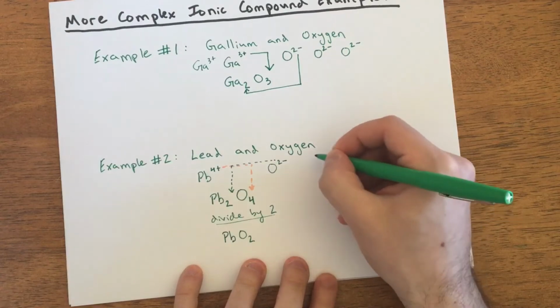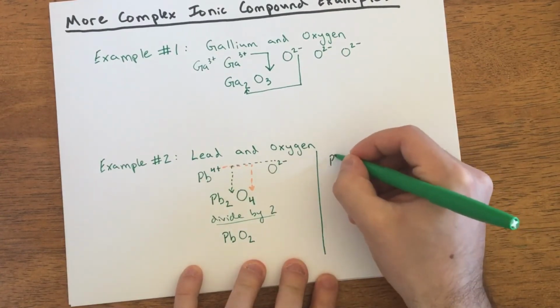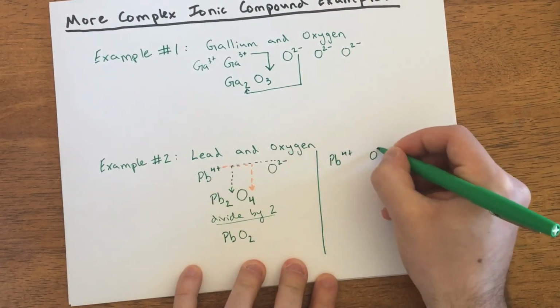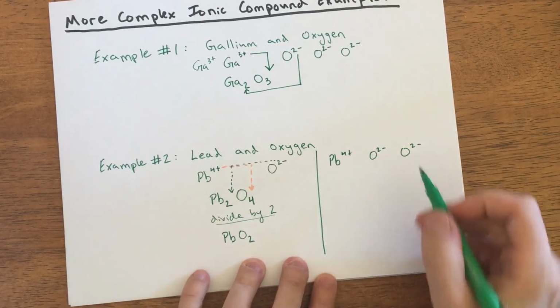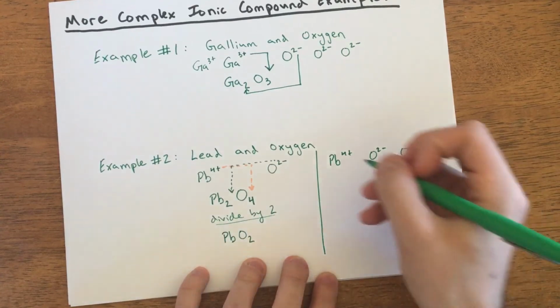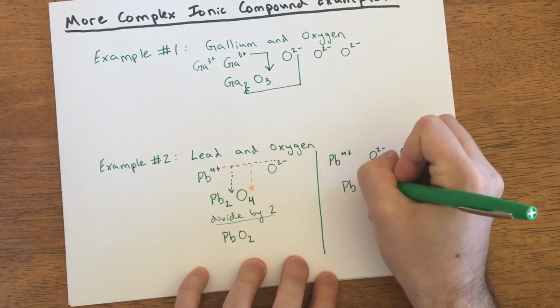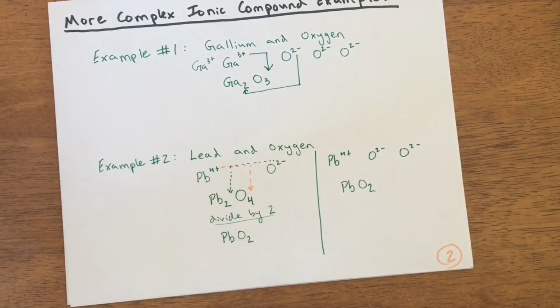So just to reiterate, our original version would be lead 4+. We have O2-. We need one more O2-. I've got 4 positive charges from the lead. I have 4 negative charges from the oxygen, and therefore PbO2, and those are the same.